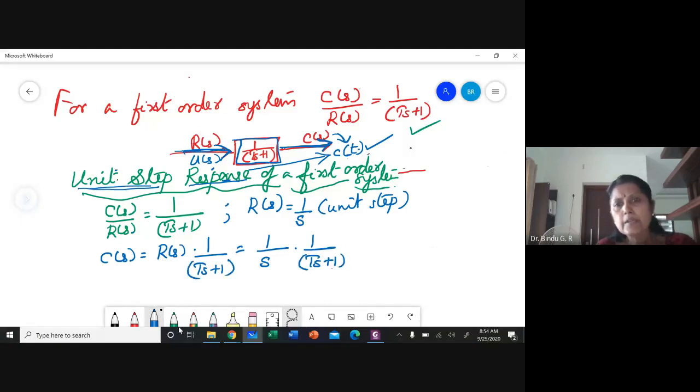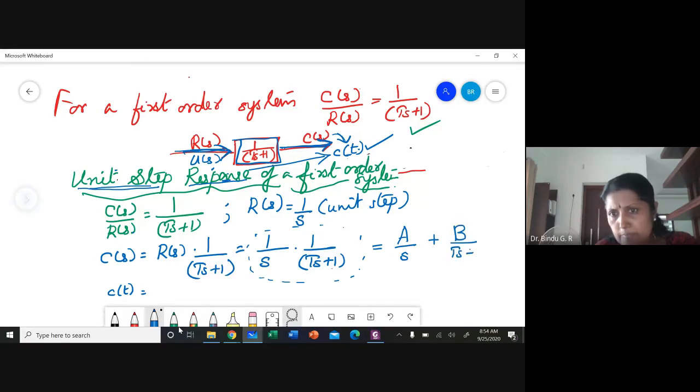Now, if I want to find out c(t), it is not sufficient to leave it as such. If I want to find the Laplace inverse, I have to take the partial fraction: A by s plus B by Ts plus 1. Can you find out the partial fractions and tell me? Please find out the partial fractions and tell me. Any one of you?